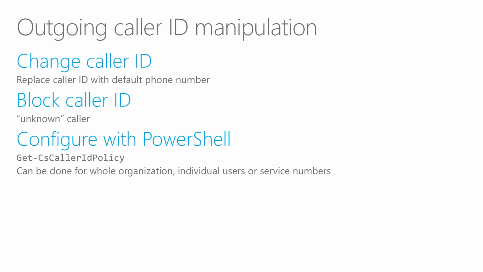or if you want to change it, it would be Set-CsCallerIdPolicy, and you can change the caller ID to a different phone number. So for example, you could replace it with the phone number of your company, so that if someone wants to call back, the person doesn't see the phone number of the individual person that called, but the head number of your office, which would then go to some kind of auto attendant or receptionist. Or you could also block the caller ID, then the called person would see it's an unknown caller. And you can do that for your whole organization, for individual users, or also for service numbers.